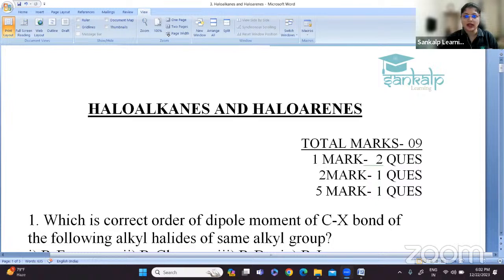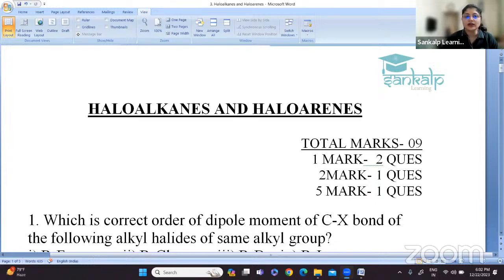So what are haloalkanes and haloarenes? What are haloalkanes? Haloalkanes are called alkyl halides. These are halogen derivatives of aliphatic hydrocarbons. You know now what hydrocarbons are: compounds made up of carbon and hydrogen. These are aliphatic hydrocarbons in which one or more hydrogen atoms are replaced by halogen atoms.